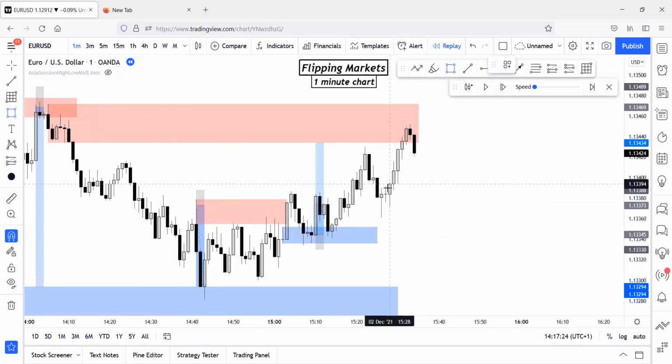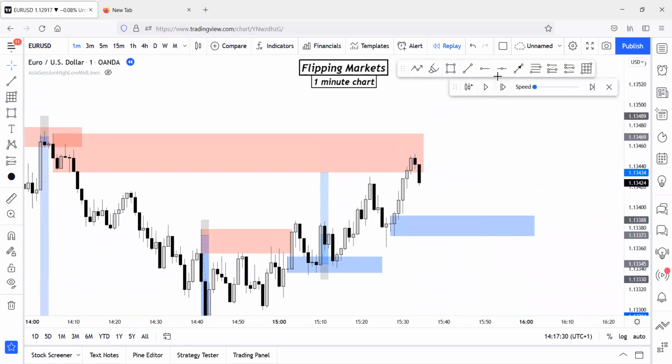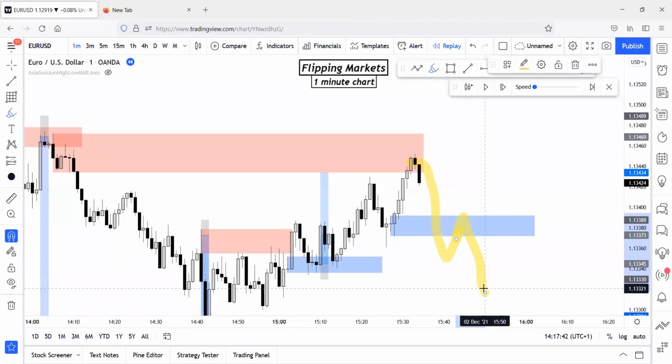Actually, we have this extreme demand zone right here that caused the top of the supply zone and broke structure to the upside and collected liquidity from the buy side here. So this will be our zone. If this zone breaks, I will wait for a short trade.